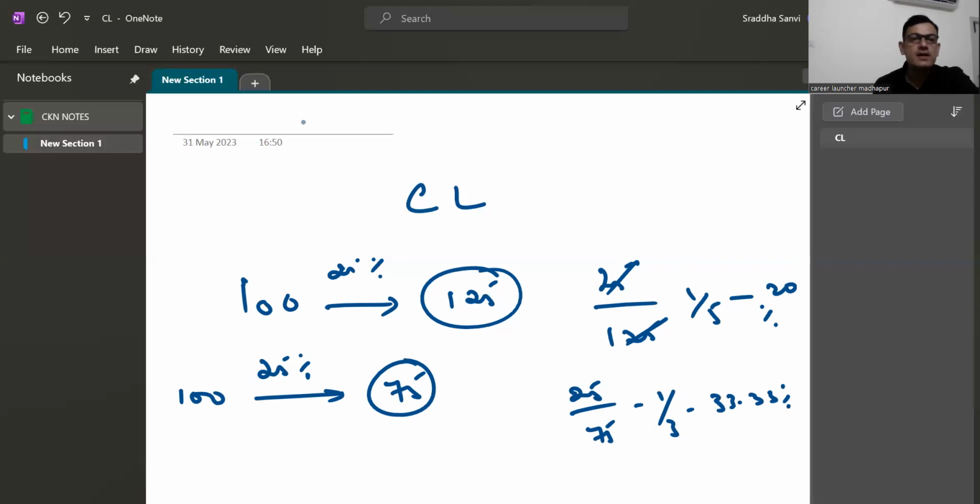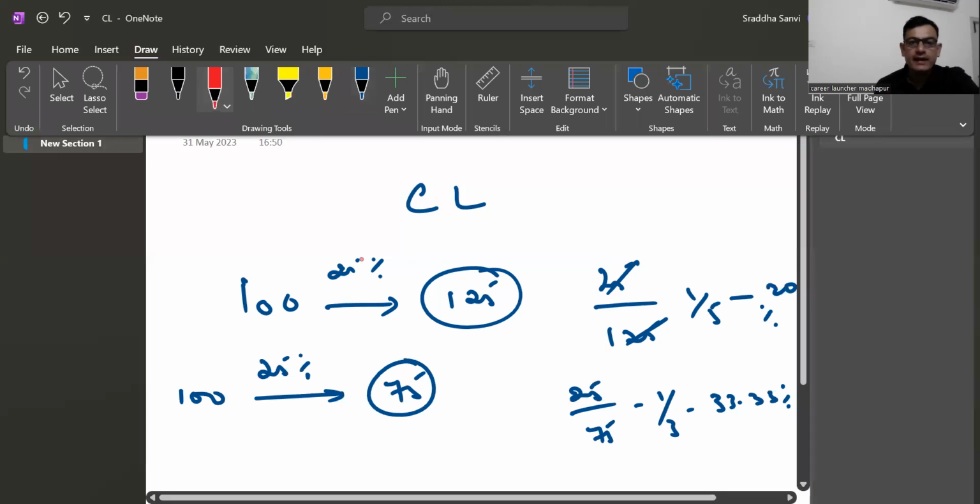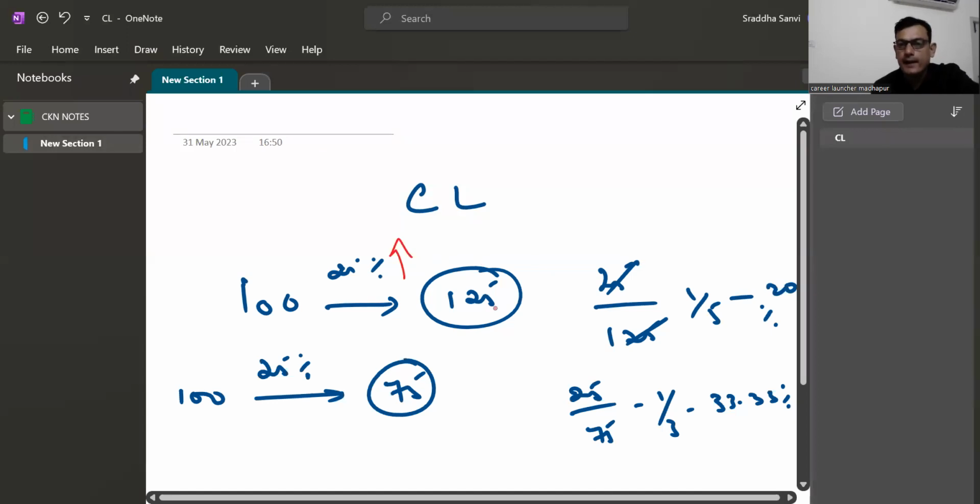So my realization is very simple here. If I increase the number by 25%, to bring it back I am not decreasing by 25, I am decreasing by only 20%. If I decrease the number by 25%, to bring it back I cannot increase by 25, rather I have to increase by 33.33%.